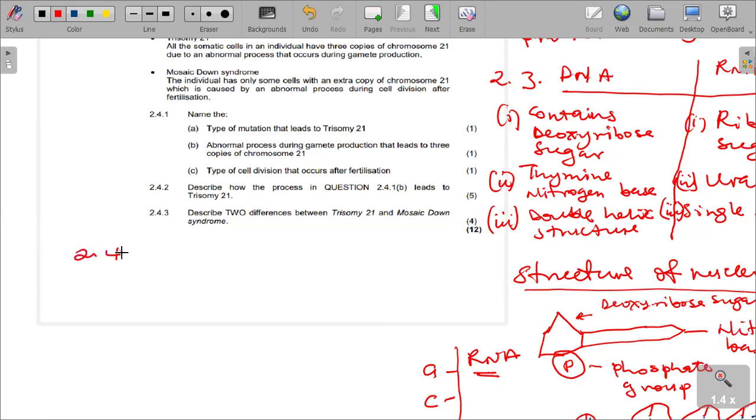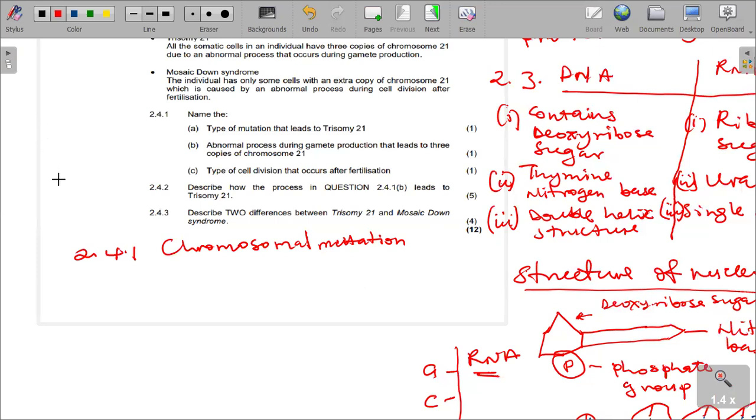Question 2.4.1: name the type of mutation that leads to trisomy 21. The type of mutation is chromosomal mutation. As you can see, chromosomes are the ones which fail to separate during the process of meiosis, or during the process of gamete formation. Hence, we are saying it is chromosomal mutation.